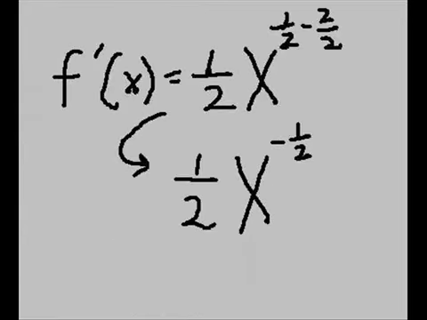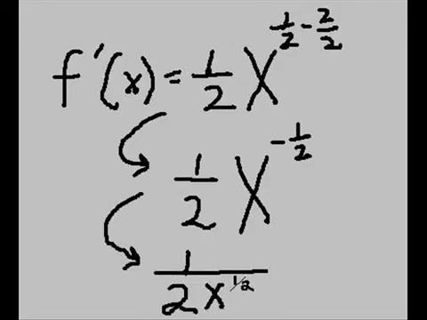Now I'm going to reformat it. 1 over 2. 2 is in the denominator. X to the negative 1/2 power, rewritten, goes right into the denominator, but it goes in as a positive, as an x to the positive 1/2 power.